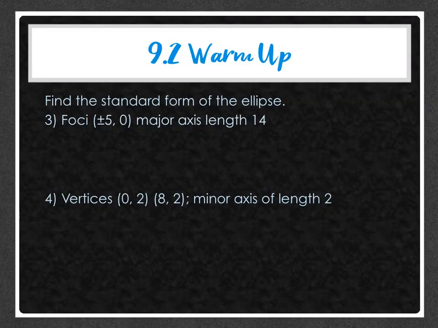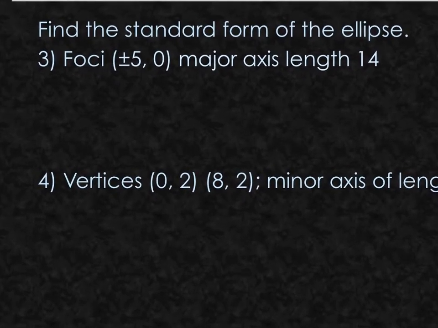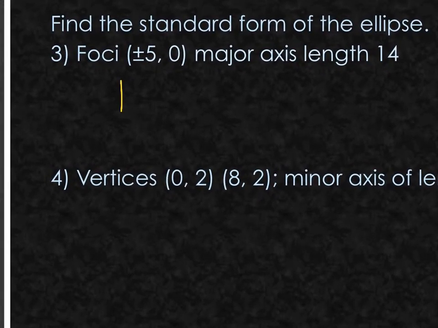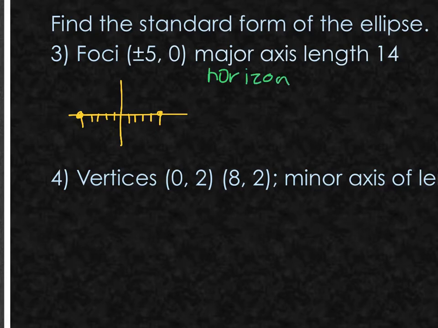All right, 3 and 4 both are find the standard form of the ellipse. So now you're given different kinds of pieces of information. 3 says foci is plus and minus 5, 0. So I'm going right, 1, 2, 3, 4, 5. Left, 1, 2, 3, 4, 5. What does that tell you? Horizontal, which means the x gets the a.